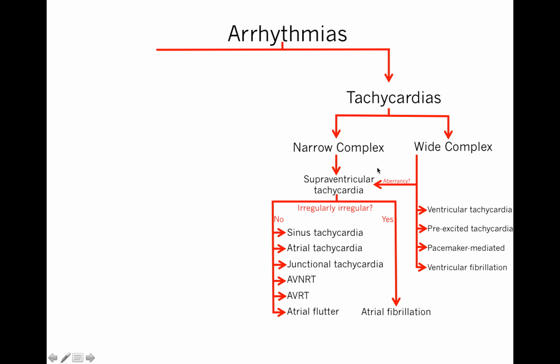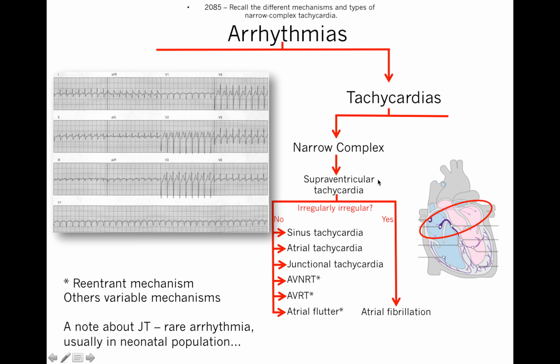Let's first discuss narrow complex tachycardias. There are multiple types of narrow complex tachycardias. We call them SVTs because we know they're coming from the atria, so they're supraventricular tachycardias, above the ventricles. If that's an irregular tachycardia, the main cause of that is atrial fibrillation. There are other things that can cause an irregular narrow complex tachycardia, but they're rare. If they are regular, then it could be sinus tachycardia, atrial tachycardia, junctional tachycardia, AVNRT, AVRT, or atrial flutter.